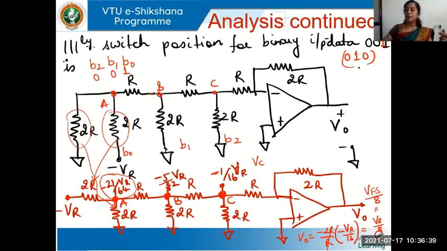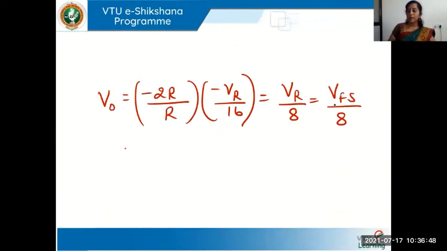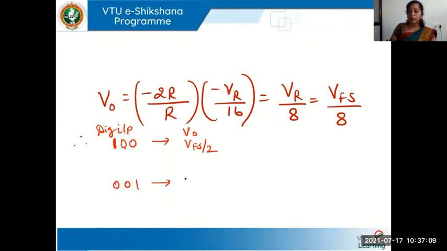So what do you observe? When the input value is 001, you get the output. So I'll show you in the next. So VFS by 8. Therefore, it can be generalized when input was 100. Okay, when the digital input was 100, we got the output voltage as what? VFS by 2. When the digital input was 001, we got the output as VFS by 8.